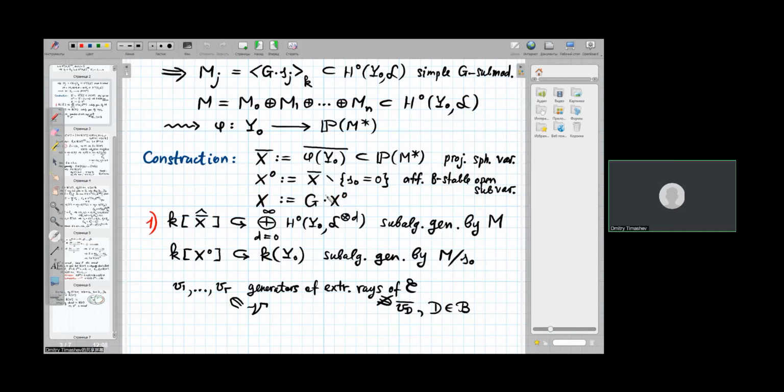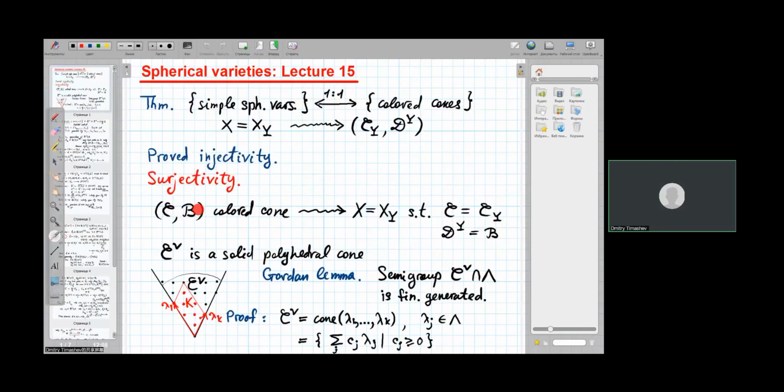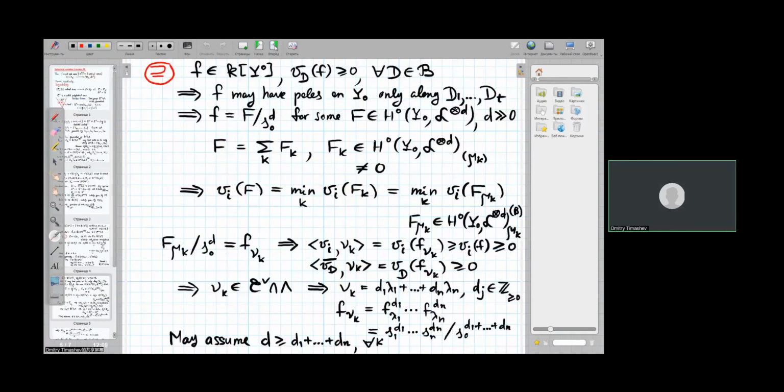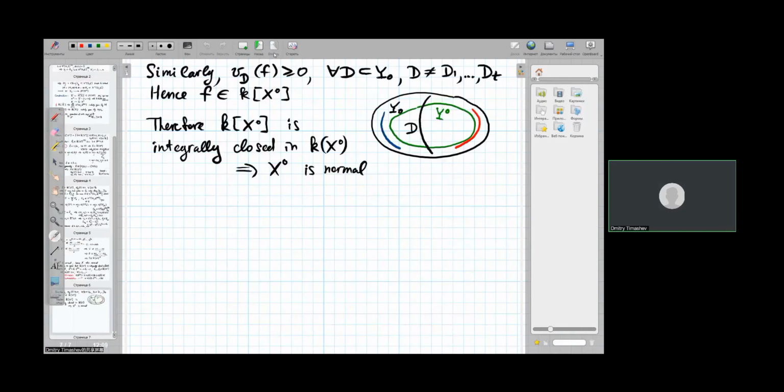What remains to prove is that this map phi from Y naught to X is indeed an embedding. This I already mentioned; there was a question about this, and I already mentioned that this is true. We have to prove that this map phi is an embedding, that X is simple, that X contains a unique closed G orbit, and that the colored cone of X is exactly the cone we started with, namely this cone. This remains to be proven, and this we'll do on Wednesday. So thank you for your attention, and let's stop now.